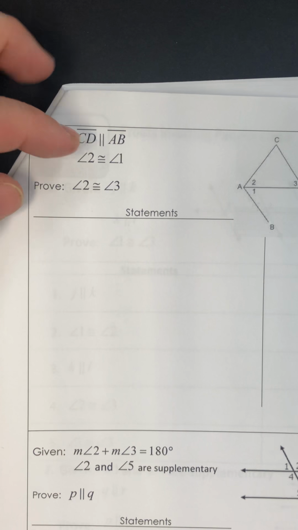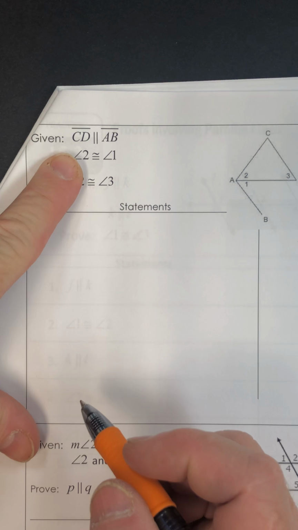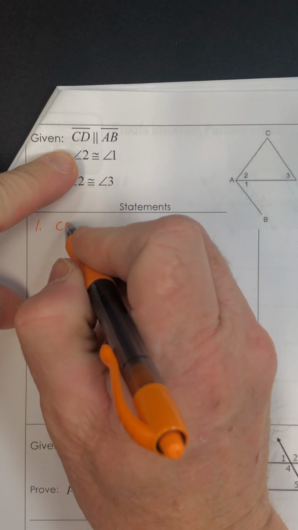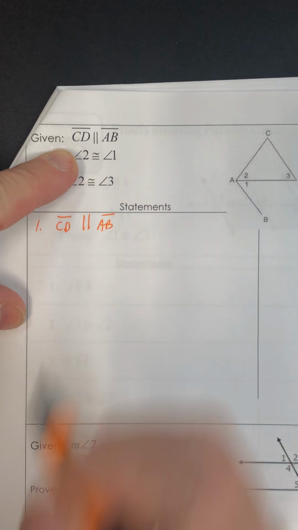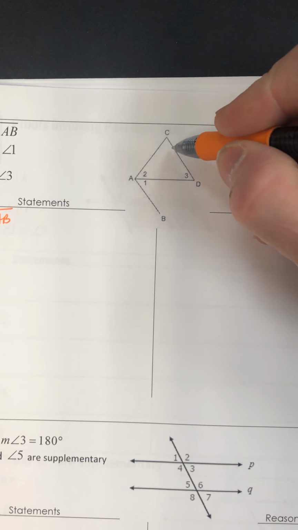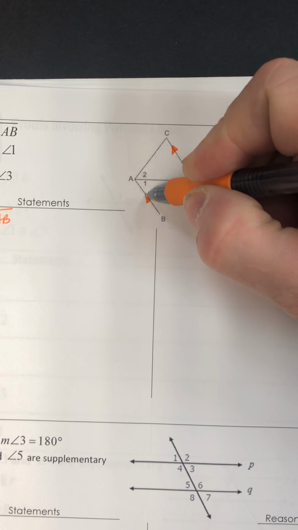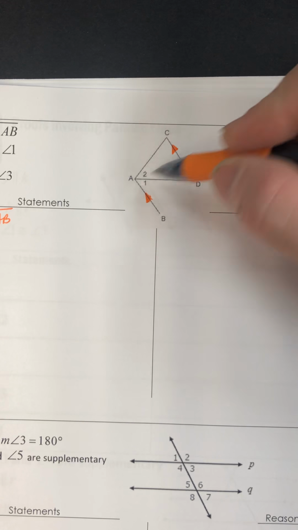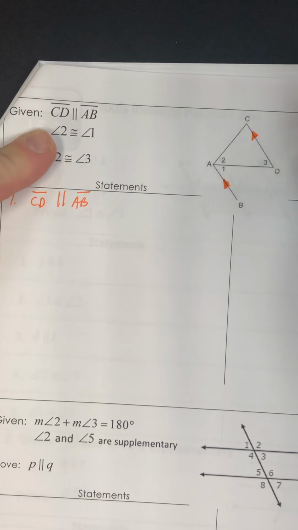First of all, we write down what's given. So given, we have this line is parallel to this line. So that means over here in the figure, we can go ahead and mark that CD is parallel to AB. Okay, that opens up a lot as far as angle relationships. So let's go back to what else is given.